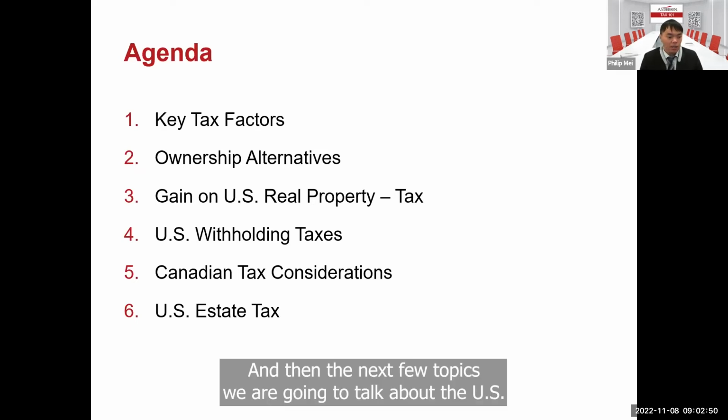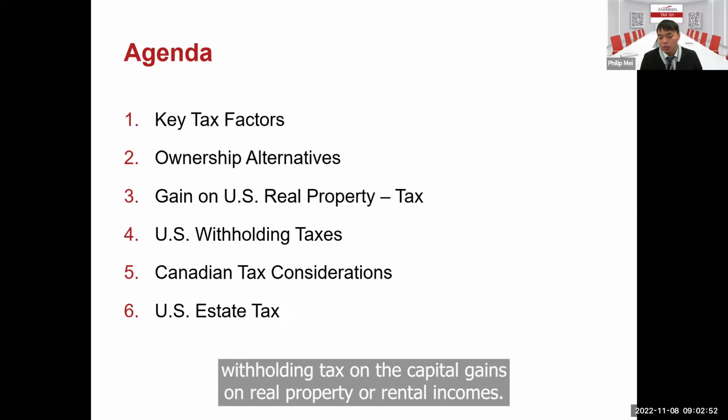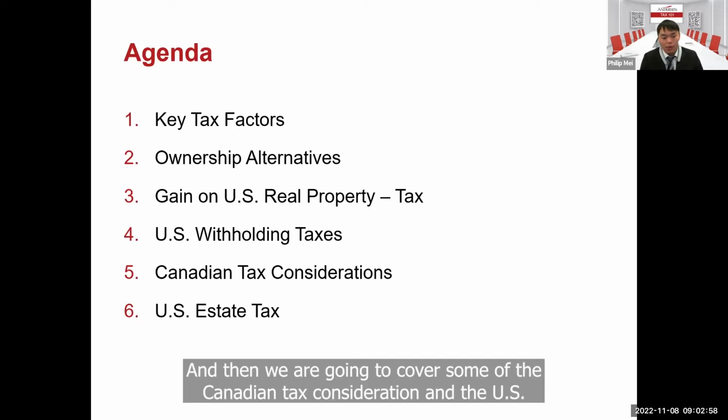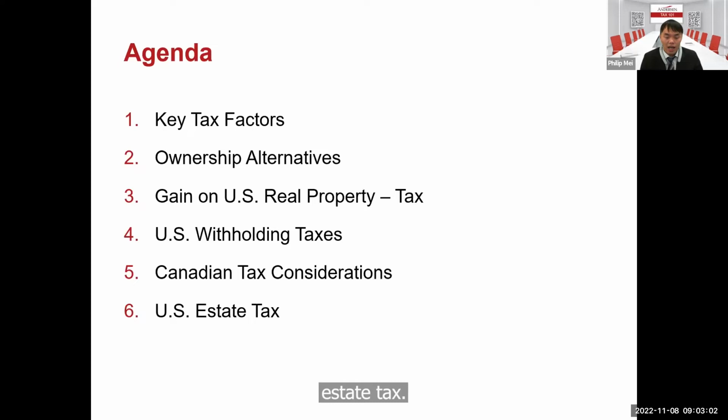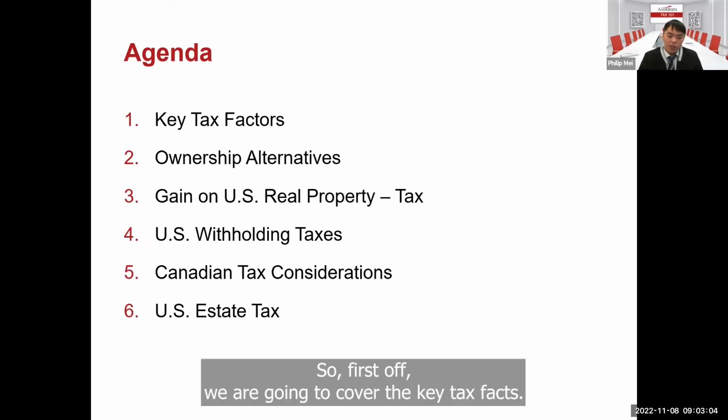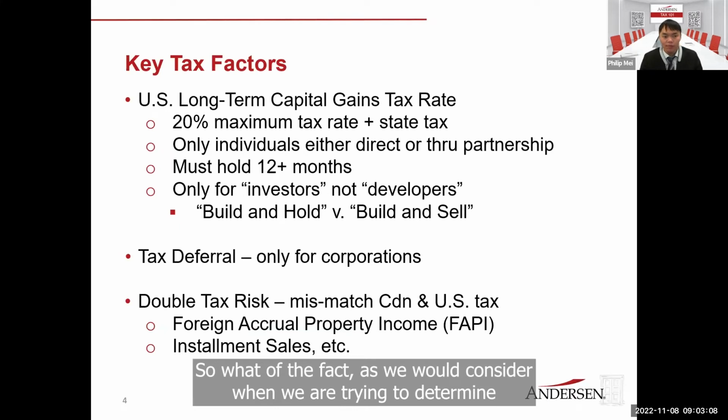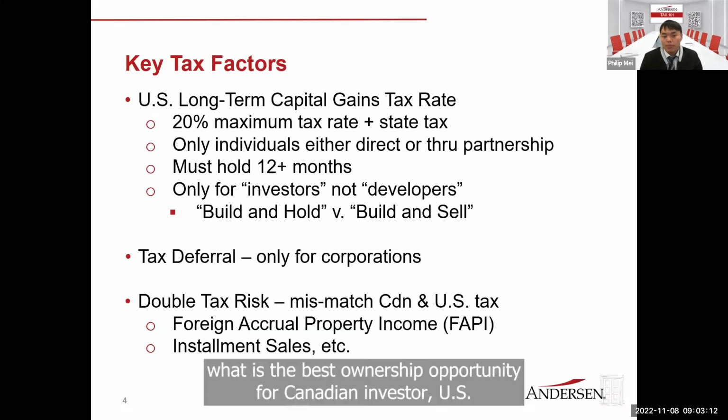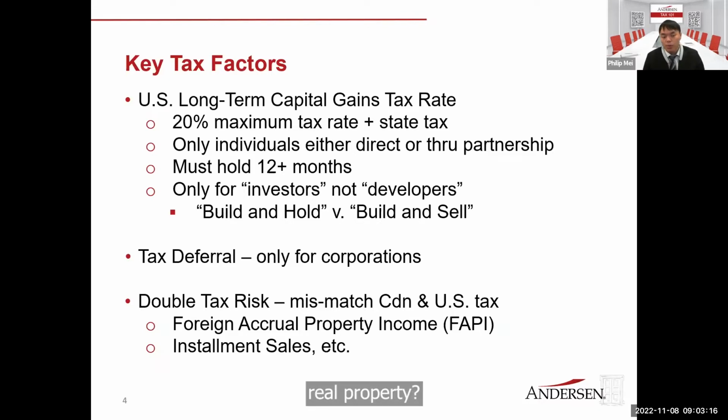And then the next few topics, we're going to talk about the US withholding tax, either on the capital gain on real property or rental incomes. And then we are going to cover some of the Canadian tax considerations and the US estate tax. So first off, we are going to cover the key tax factors. What are the factors we would consider when we are trying to determine the best ownership alternative for a Canadian investor in US real property?